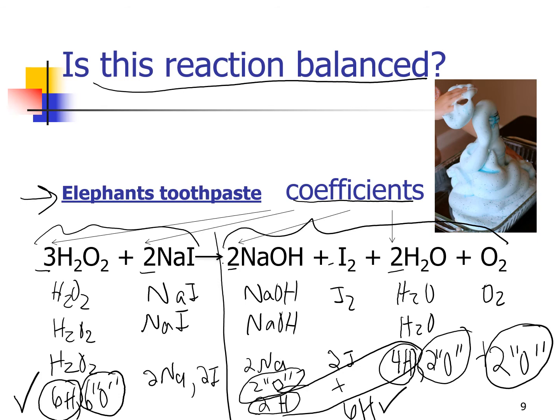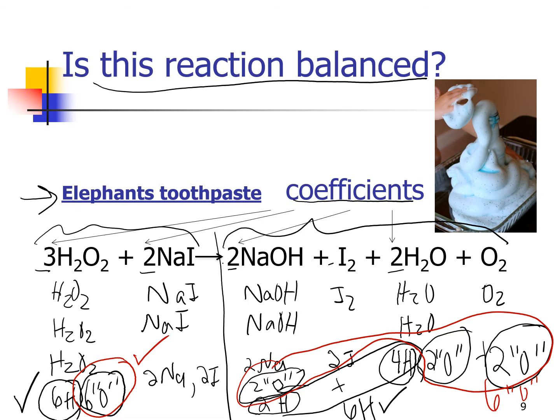So if we add all those together, let's circle those in red so we can tell which is which. Here's our 6 oxygens, and we have 2 plus 2 plus 2 gives me 6 oxygens. So that one is balanced.